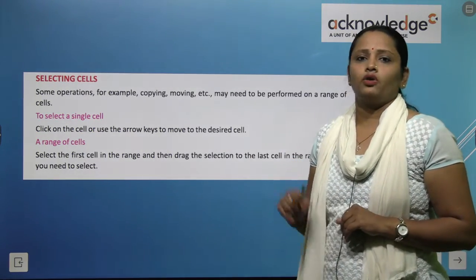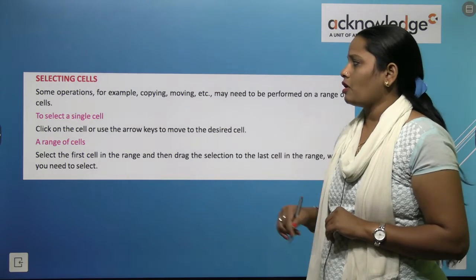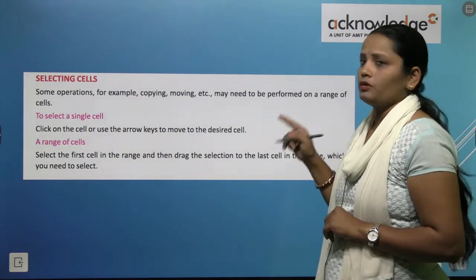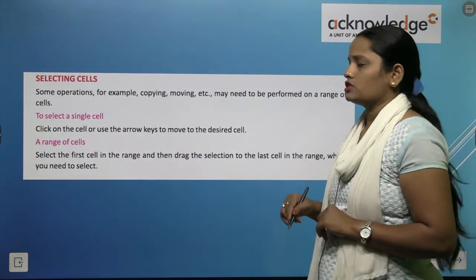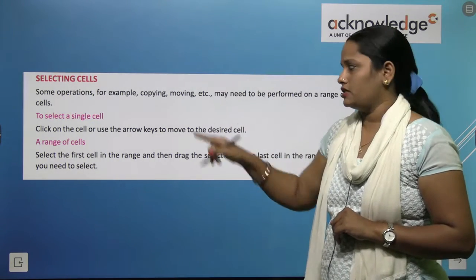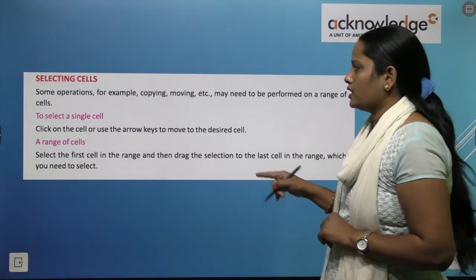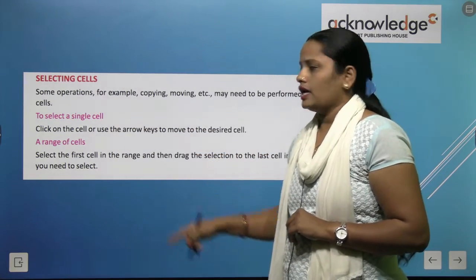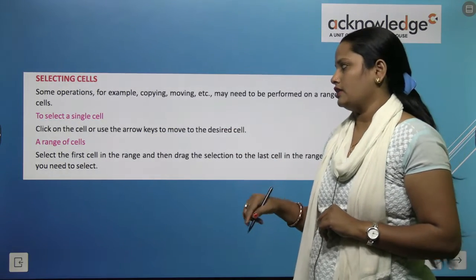First, we are going to learn about selecting cells. How can we select cells? Some operations, for example, copying, moving, etc. may need to be performed in a range of cells. So, whatever work we do in these worksheets, it is done in a particular cell. To select a single cell, we have to click on the cell or use the arrow key to move to the desired cell.